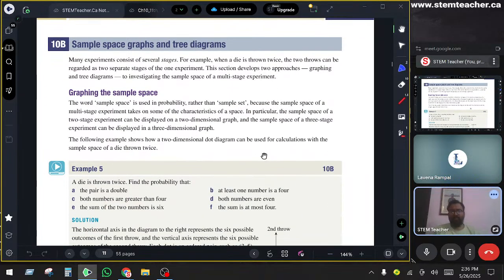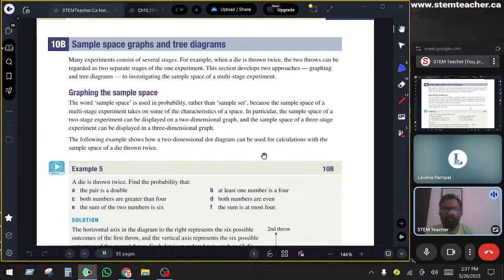What is the section name? Sample space graphs and tree diagrams. I didn't see this kind of notation in Indian standards. Let me see a little bit more here. So, graphing the sample space.